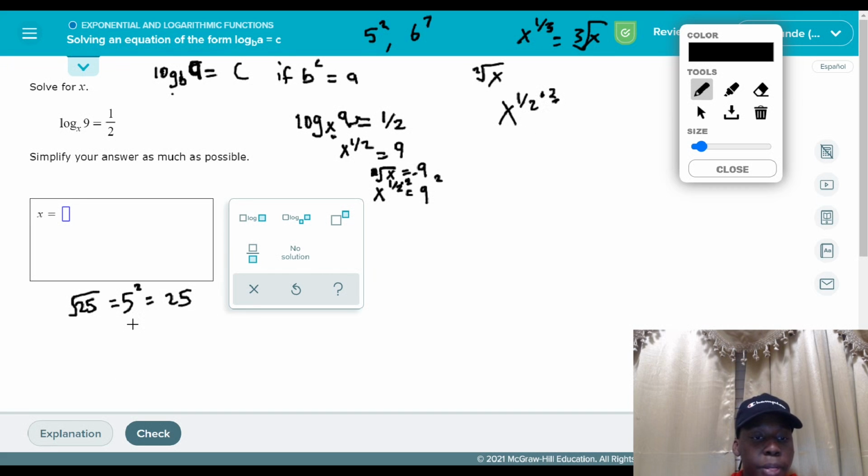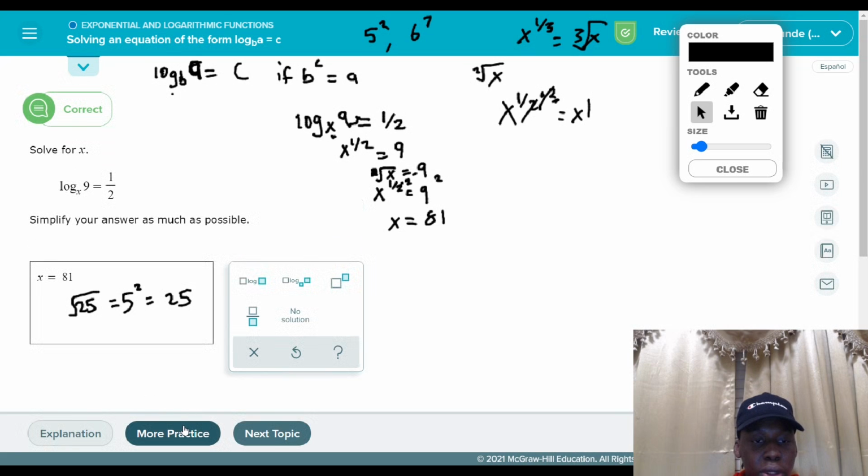Basically, this is just saying x, because when we multiply 1 over 2 times 2, this 2 cancels out this 2. This equals x to the power 1. So x equals 9 squared, because whatever we do on one side, we have to do to the other side. So x equals 81, because 9 squared equals 9 times 9, which equals 81. Okay, so let's check that out. 81.